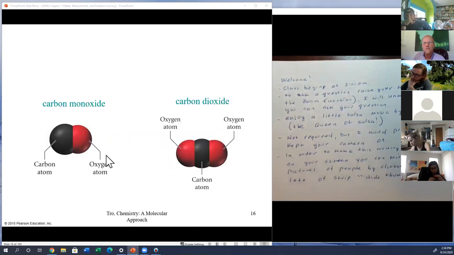You already saw in the video that I hope all of you watched before coming to class today, the difference between carbon monoxide and carbon dioxide, right? Again, small differences at the molecular level, important differences at the macroscopic level. This gas is toxic, this gas is not.